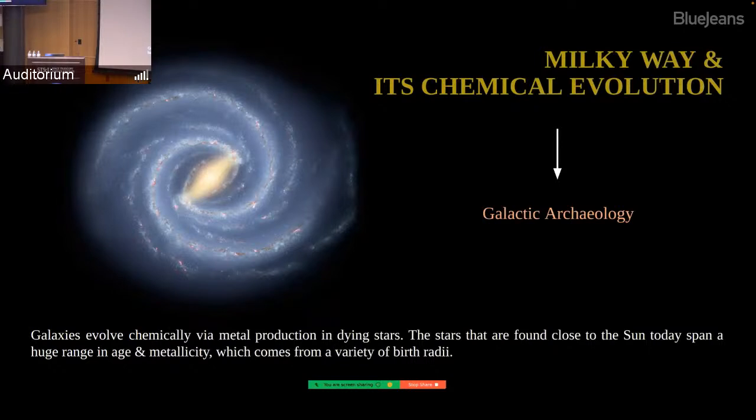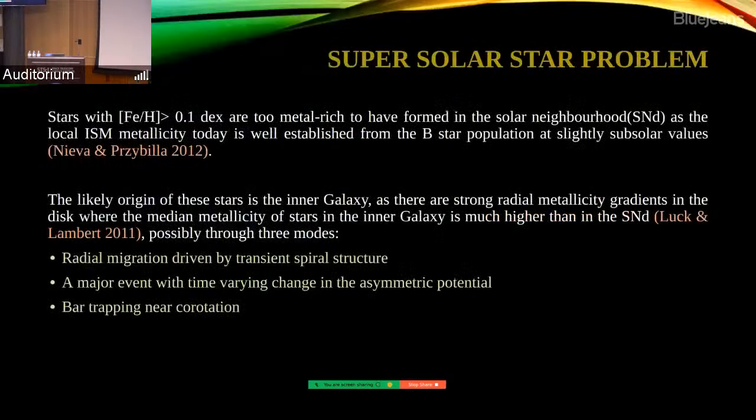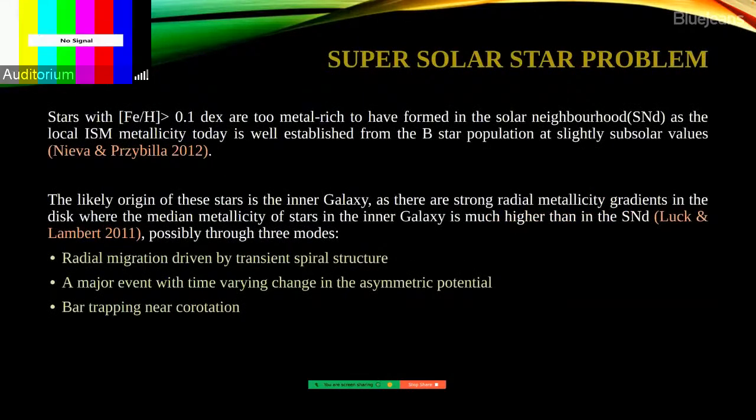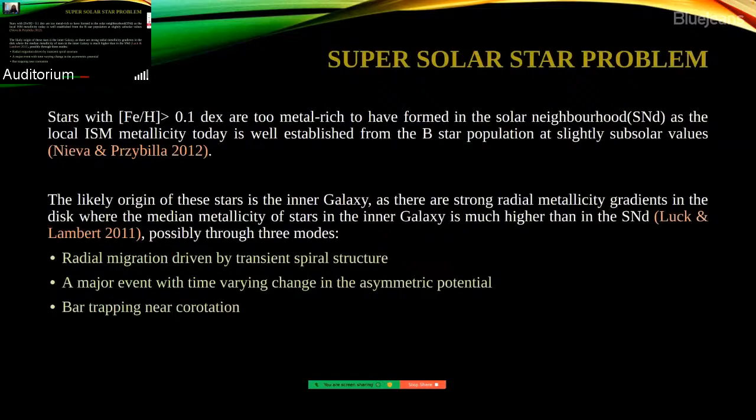The kinematic plane of stars near the Sun shows a wide range of complexities of the structure of our Milky Way. This region near the Sun, better termed the solar neighborhood, contains stars spanning a huge range in age and metallicity, about which I will be talking in the coming few slides. Now coming to our main topic, the supersolar star problem in the solar neighborhood.